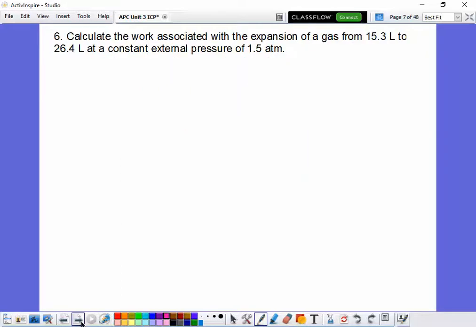All right. So this one, we're just going to calculate the work associated with the expansion of a gas from 15.3 to 26.4 liters at a constant external pressure of 1.5 atmospheres. So we have an expansion of a gas. What did I say that means about the work? It's going to be negative, because when gases expand, they have to do the work to do it. Okay? In order for something to expand, it has to do the work. So to calculate my work, what's my formula? Yep, negative P delta V.